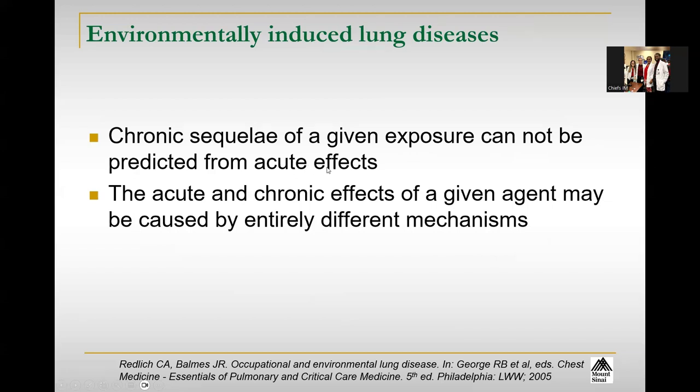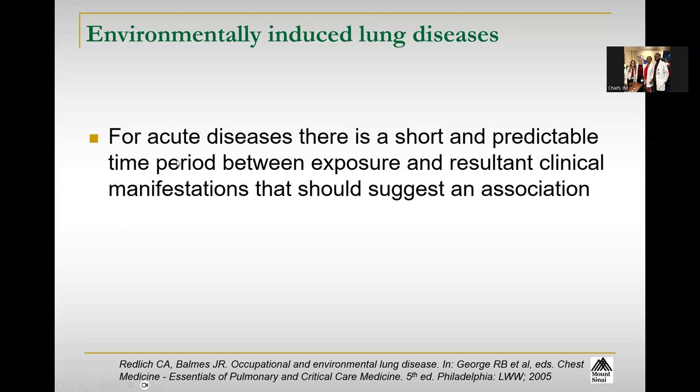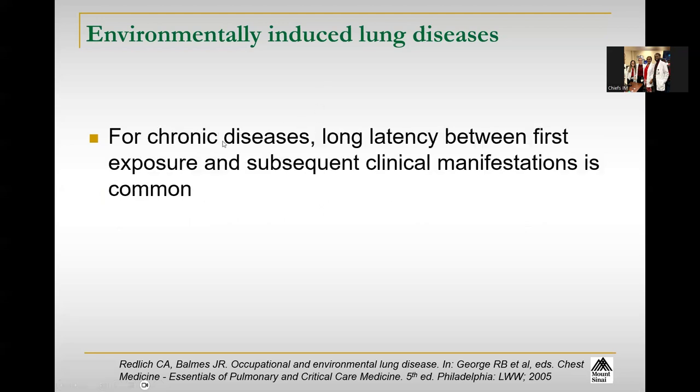Now, the chronic sequela of a given exposure cannot be predicted from the acute effects. That's another important truism in this specialty. The acute and chronic effect of a given agent may be caused by entirely different mechanisms, and some of them are only partially understood. Now, for acute diseases, there is usually a short and predictable time period between exposure and the resulting clinical manifestations that should suggest such an association. But for chronic diseases, long latency between the first exposure and subsequent clinical manifestations is common.